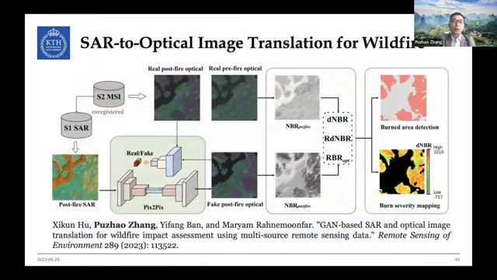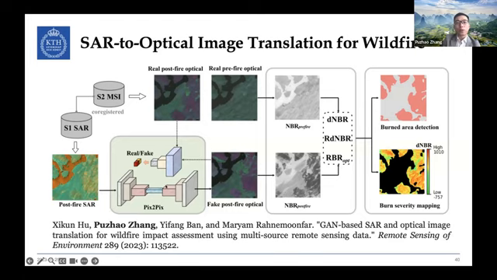Another work we would like to briefly introduce is that we try to use SAR to optical image translation for wildfire application. In some cases we may have pre-fire imaging, maybe only one optical image, but because of cloud or smoke, we cannot acquire good quality optical imaging. So we could combine the optical and the radar data together to detect the burn area and assess the burn severity. So here we use the GAN model.